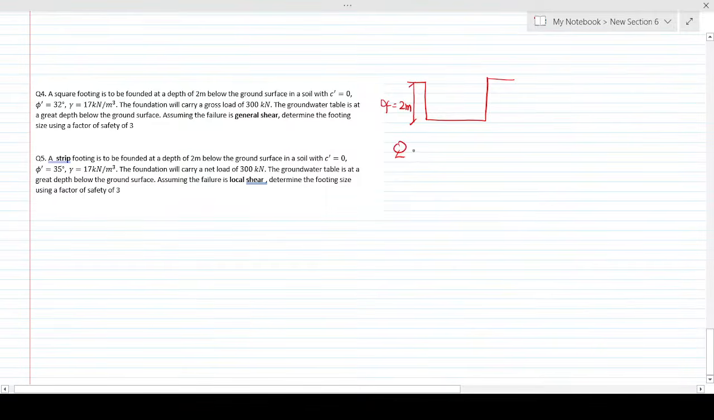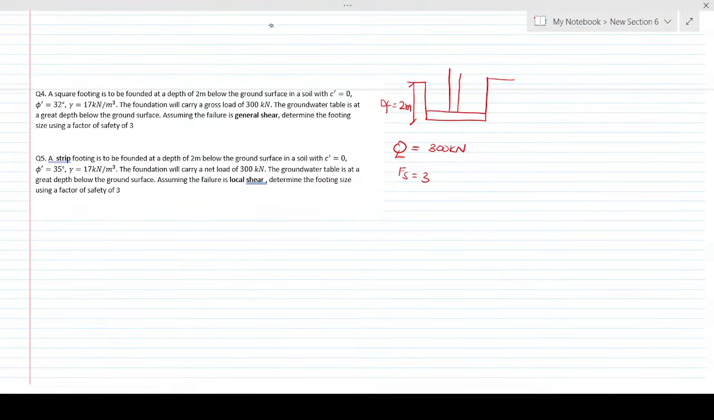They give us the force as 300 kilonewton. That's the gross load, right? The groundwater table is at great depth below the ground surface, which means that it does not have any influence on the foundation. When you hear that, the factor of safety given was 3. So these are the only things given to us.